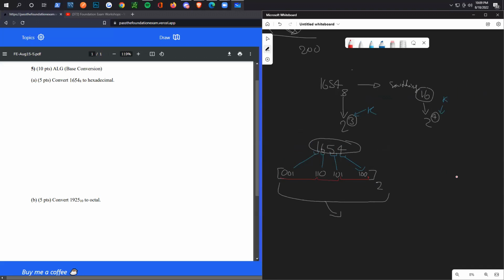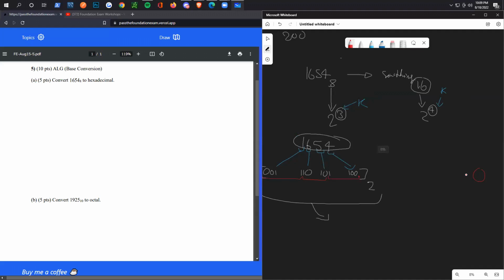So it would just be 0, 0, 1, 1. Then you're going to have 0, 1, 0, 1. And now the final value is going to be 1, 1, 0, 0. Now from this point, we have to go down to hexadecimal. We grouped it in terms of 4, so now we can go into hexadecimal. This is still base 2, and now I have to do it in hexadecimal.